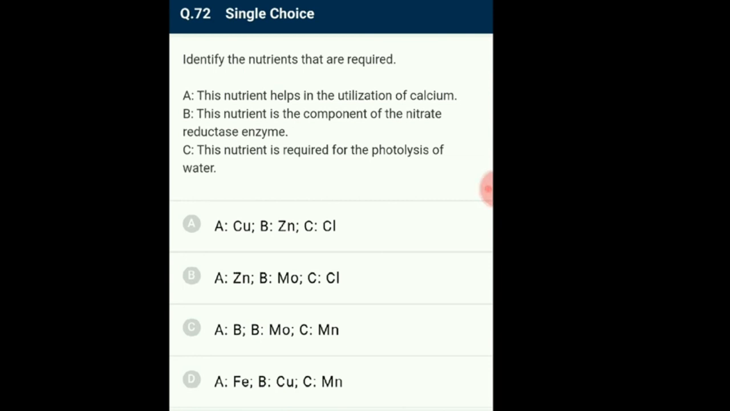Manganese activates many enzymes involved in photosynthesis, respiration, and nitrogen metabolism. The best defined function of manganese is in the splitting of water to liberate oxygen during photosynthesis. So the answer for this question is option C. Boron, molybdenum, and manganese. So the correct option is C.